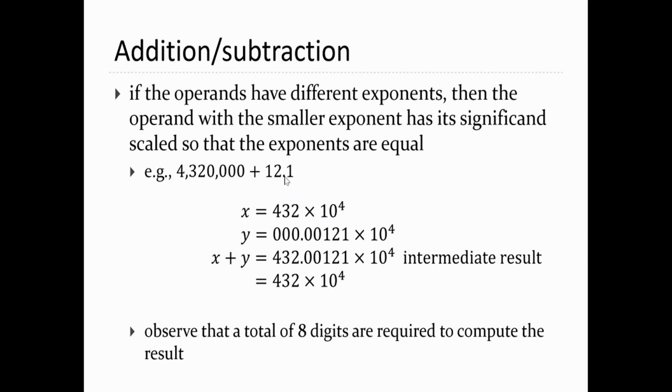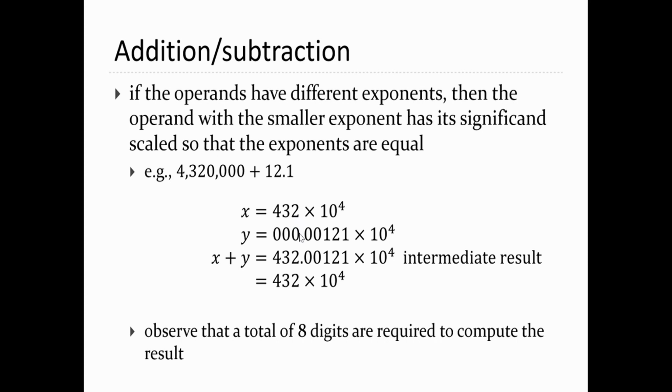So you start with the larger value. I write down the larger value, that's 432 times 10 to the 4. Now I take the smaller value and write it down using the same exponent as the larger value. And so when I do that, I end up with 0 point, a bunch of zeros, 121 times 10 to the 4. And so now you just compute the sum.